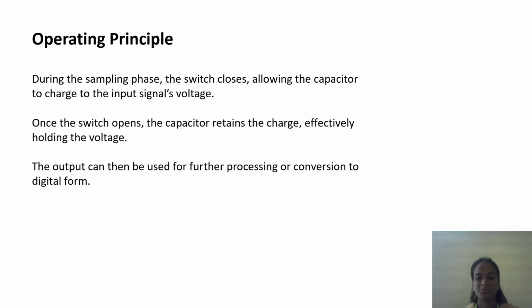Operating principle of a sample and hold circuit. During the sampling phase, the switch closes, allowing the capacitor to charge to the input signal's voltage. Once the switch opens, the capacitor retains the charge, effectively holding the voltage. The output can then be used for further processing or conversion to digital form.